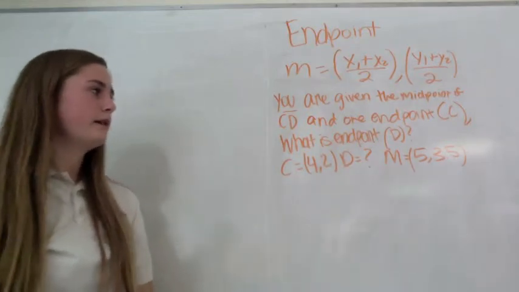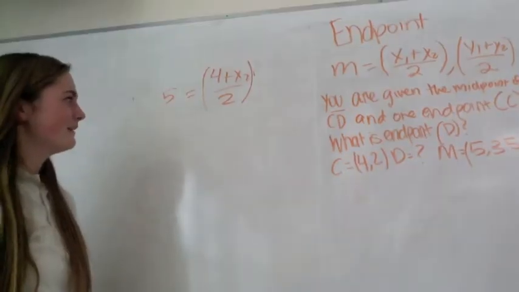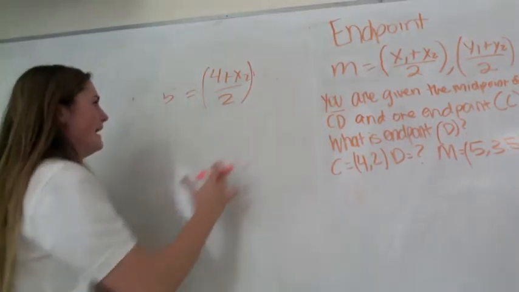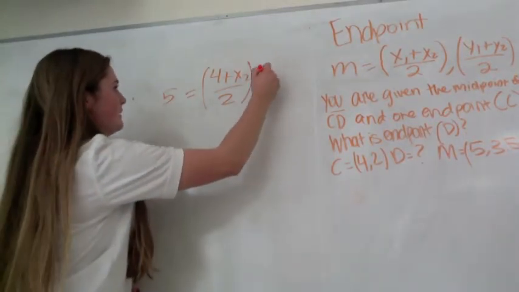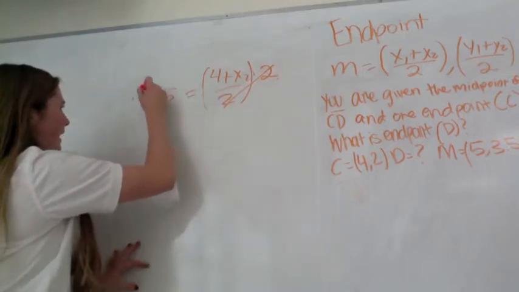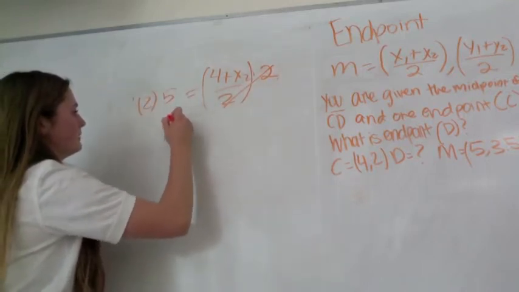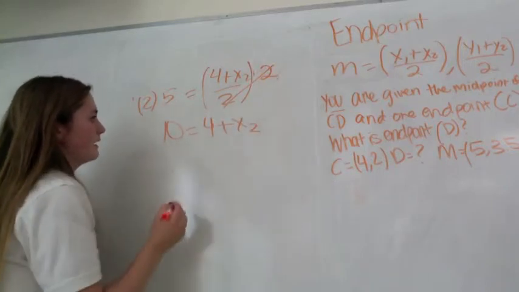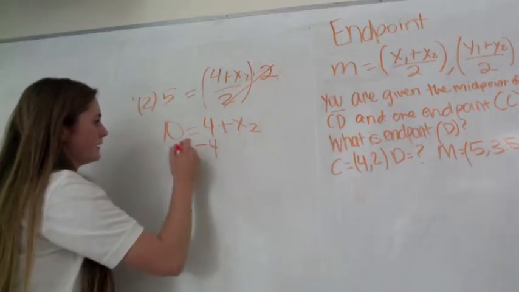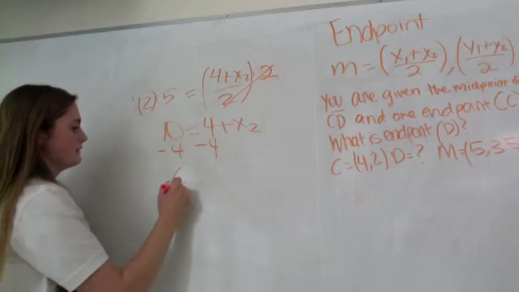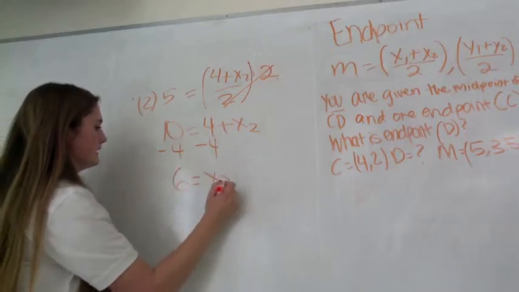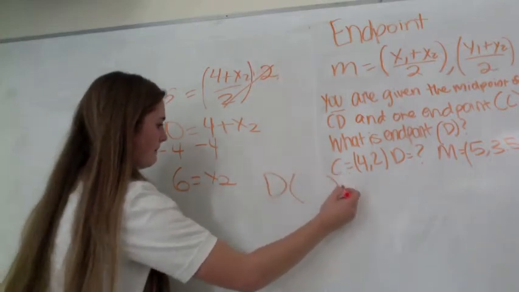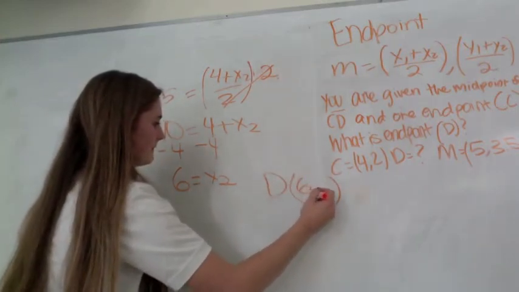Okay, now let's solve this. Let's try to find the x of D. So, we have this equation. We have to multiply both sides by 2, so that one cancels out. So it becomes 10 equals 4 plus x2. Now subtract 4 from both sides, and you get 6 equals x2. So, the first part of D is 6.